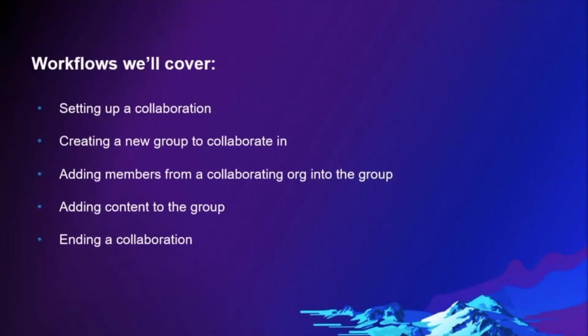So now that you have an overview of all the major concepts about partnered collaboration, we'll show you the end-to-end workflow for how to get this set up in your organization. An overview of our demo will be starting with setting up a collaboration. Then we will create a new group to collaborate in. We'll add members from a collaborating org into that new group. We'll add content to the group. And finally, we'll show you how to end a collaboration.